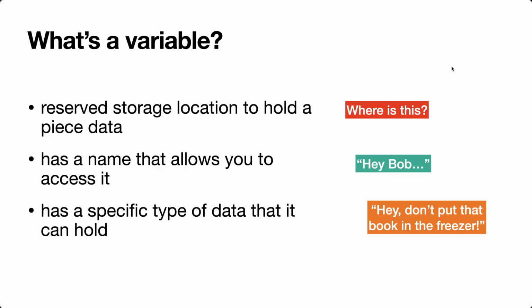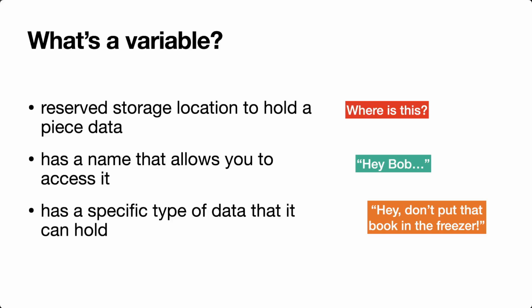So what's a variable in programming? A variable is a reserved storage location that can hold a specific piece of data. And you as the programmer have control over what data goes in that variable. Also, variables have a name attached to them. So instead of having to remember something like a memory address, which you may be unfamiliar with, more on that later, you just need to give each variable a name. In the little example over here, I have, hey, Bob. So people have names, objects have names, pets have names, and so do variables.